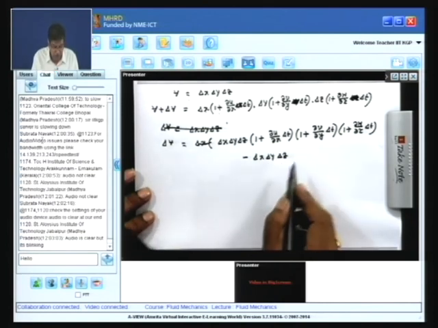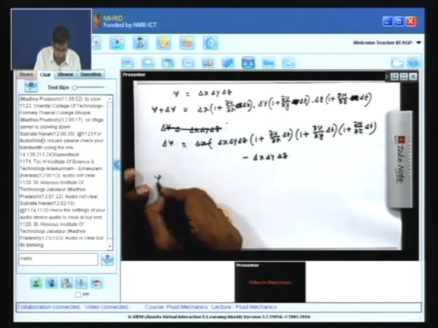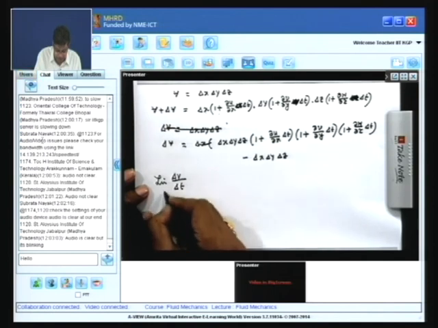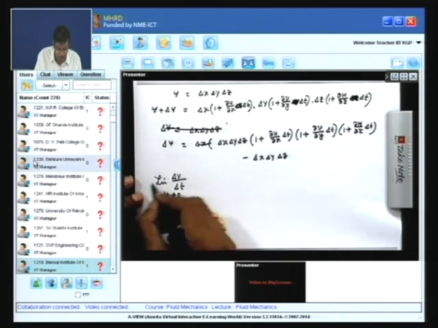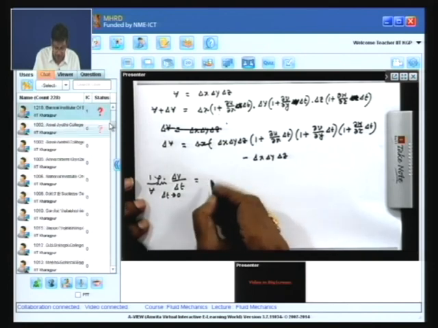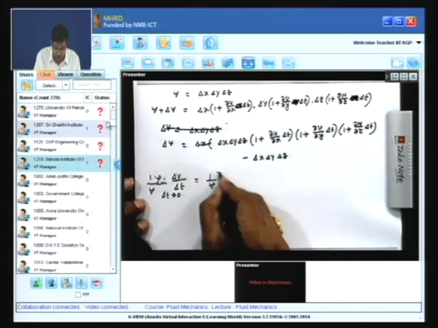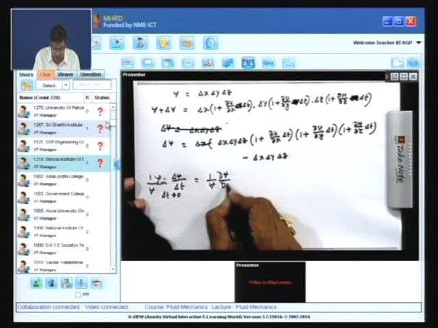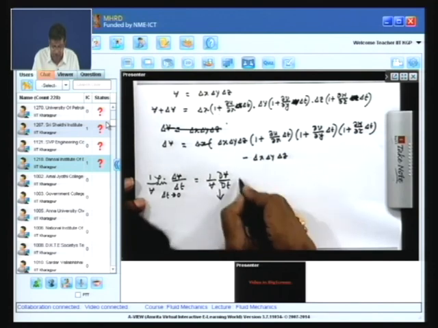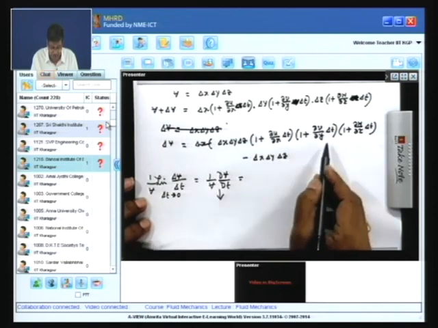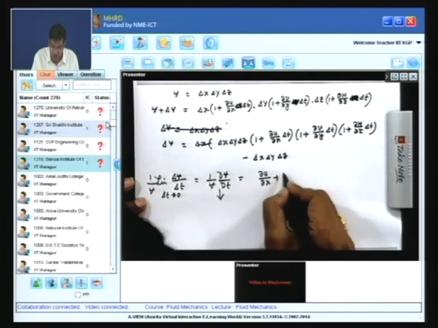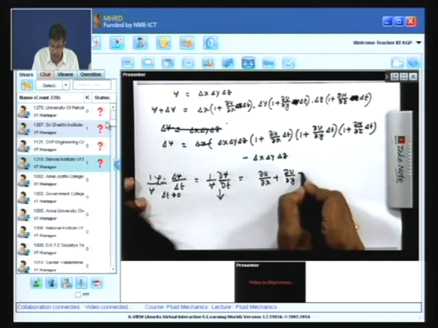Now, if you take the limit as delta t tends to 0 of delta v by delta t divided by the original volume v, this can be written as 1 by v dv dt. This is defined as the rate of volumetric dilation. If you do it and neglect the higher order terms, this will become del u del x plus del v del y plus del w del z.